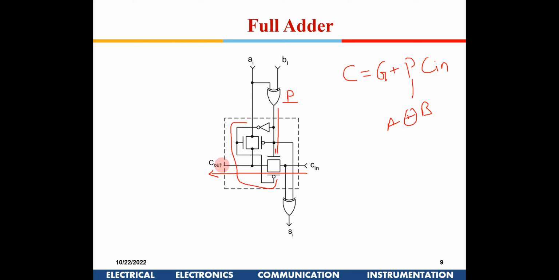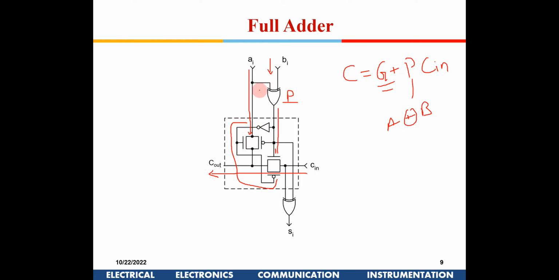Now the second condition is generate, that is if A is 1 and B is 1. So when A is 1, you have this signal coming here, right? And if B is also 1, what happens in that condition? It will be 0 out here. So that 0 is being given to the PMOS, and through an inverter it is giving here.